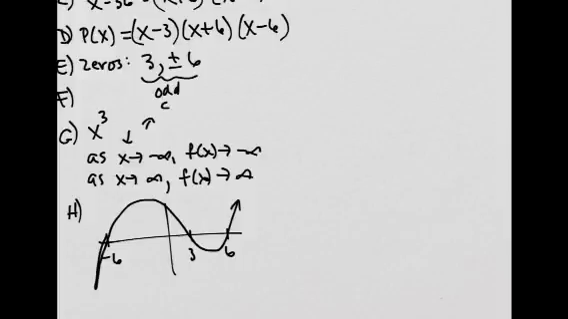This one has turning points. Let's see. It's got one here and one here. So it has 2 turning points. And this is a local min, and this one up here is a local max.